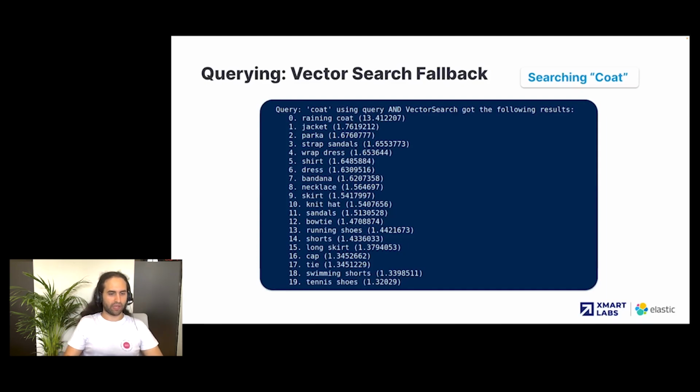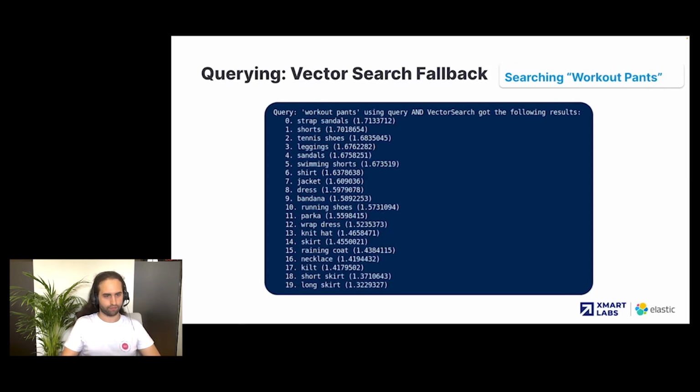Then, if embeddings are that great, why did we lose all that time with making a static model? Because look at what happens with a general model when searching for workout pants. One would expect to see leggings on top, but that's not the case. The first results are strap sandals.